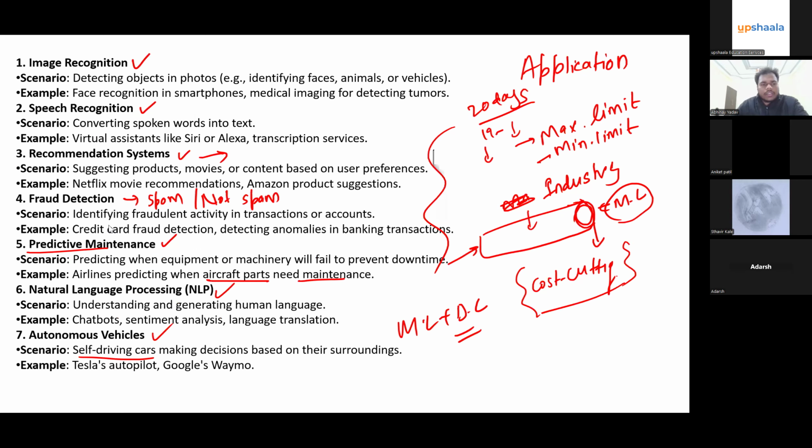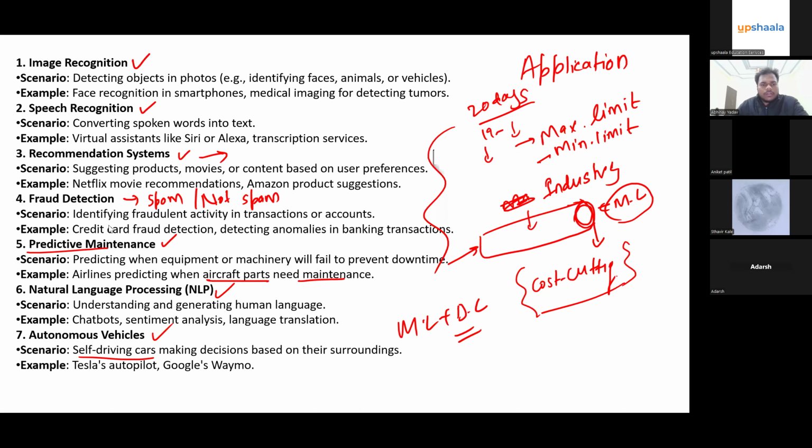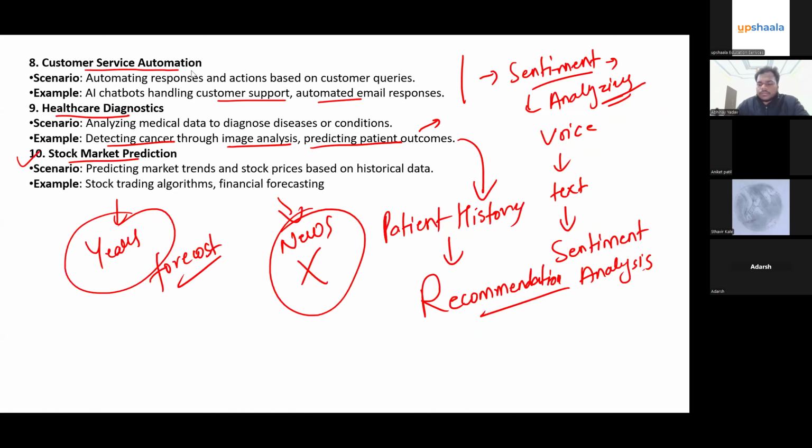Starting with image, speech, recommendation, fraud, predictive maintenance, NLP, autonomous vehicle, customer service, healthcare, and stock market prediction. Fine. We will see these things. Maybe you have a doubt about how this will work. Once we do the different kinds of machine learning models, you will get to know which model is responsible for speech recognition, which model is used for image recognition, and so on. So this is the one thing.